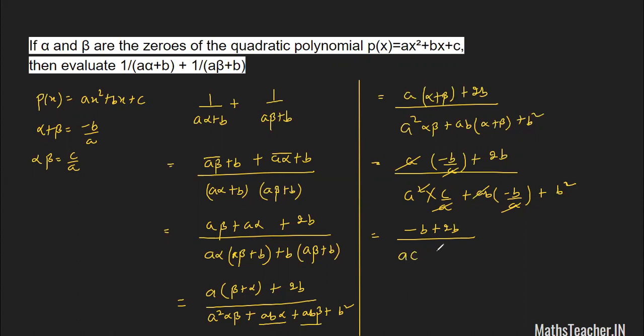So this is coming out to be ac minus b² plus b². The b² minus b² will be cancelled out. In the numerator, once again, this is b upon ac. So this is actually the final answer. We can say the answer of this expression is b upon ac. So I hope you got it. Thank you very much.